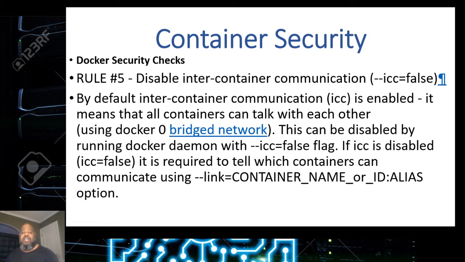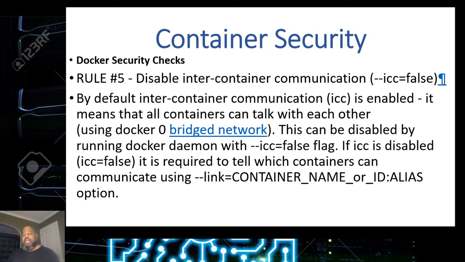Rule number 5, disable inter-container communication, --icc=false. By default, inter-container communication is enabled. It means that all containers can talk to each other using the docker0 network bridge. This can be disabled by running with the icc flag equals false.